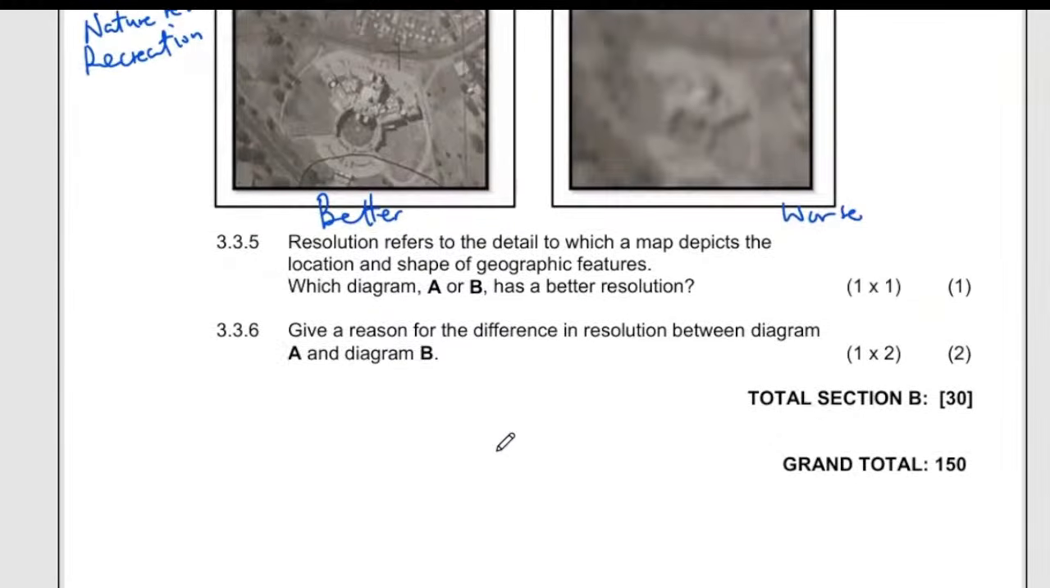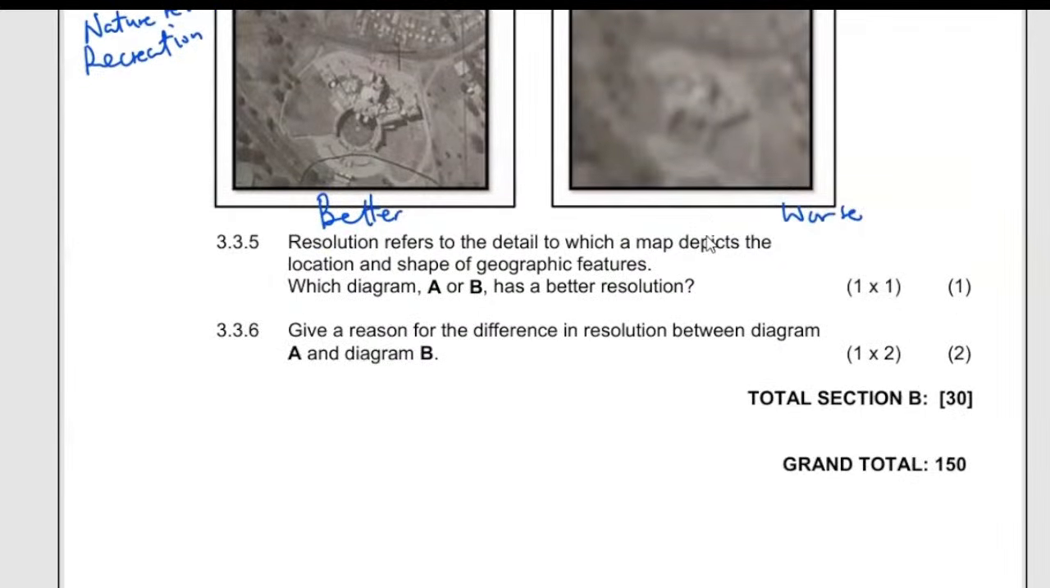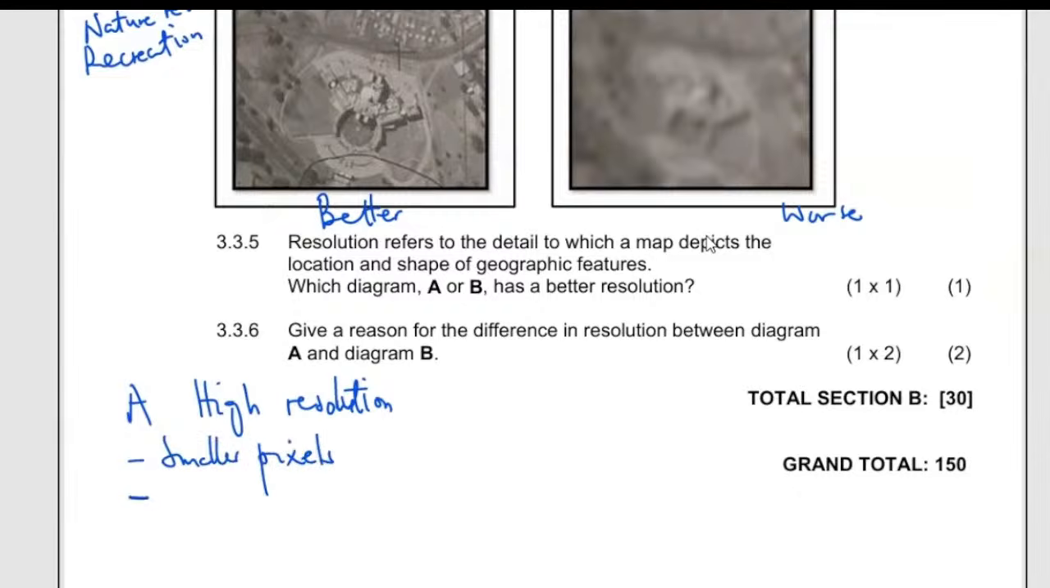Give a reason for the difference. Why is this one visible and why is this one invisible? The difference there comes with the size and the number of the pixels. So in A, for it to have high resolution, a high resolution image will have smaller pixels that make up the image, and also they must be many of them. So for an image to be clear, it needs to have very small pixels and there must be many.